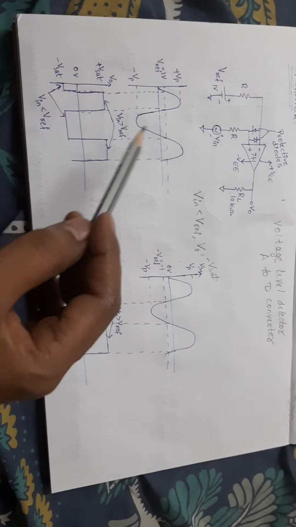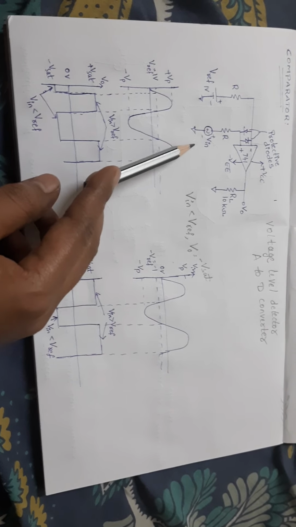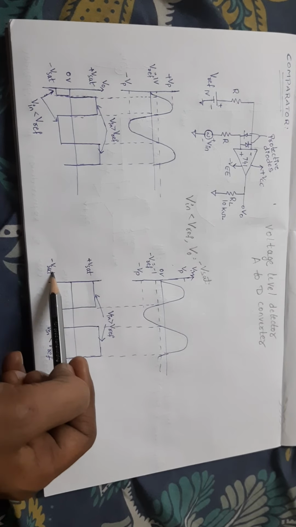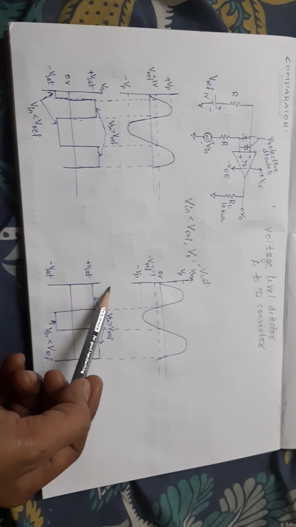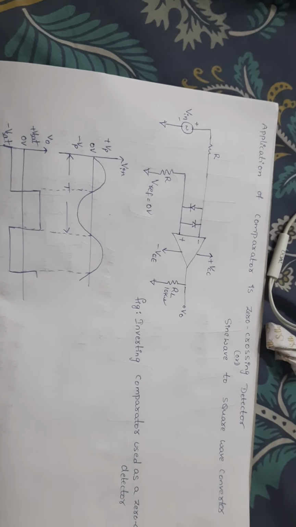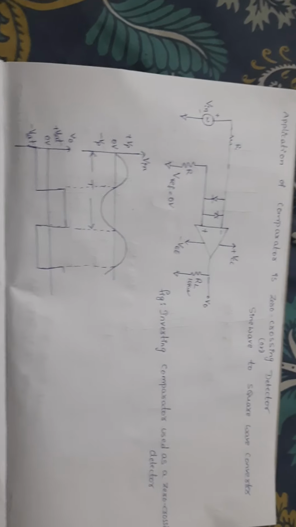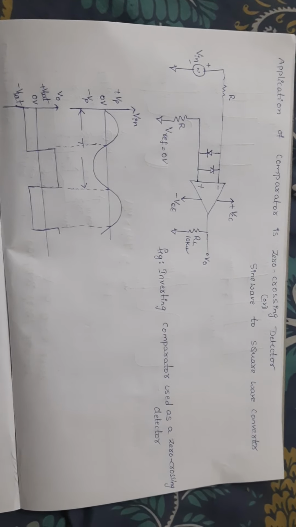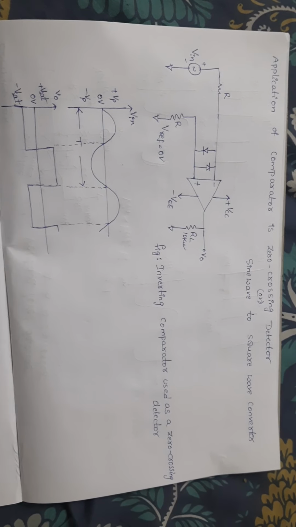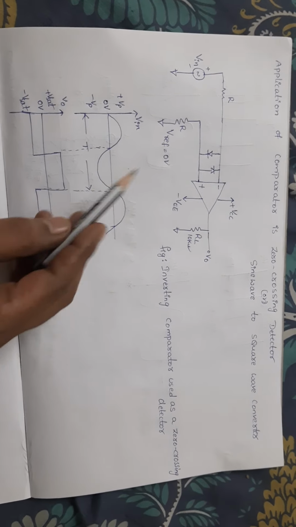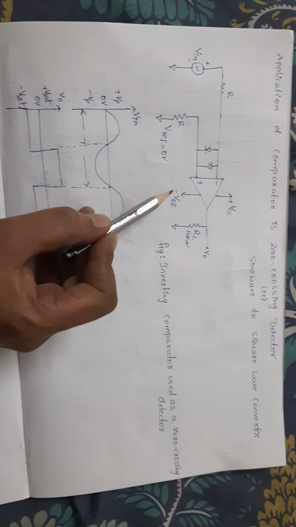That's why we say that we are giving an analog voltage and it shows a digital output. That's why it is called an analog to digital converter. One of the applications of this comparator is the zero crossing detector. The other name for the zero crossing detector is sine wave to square wave converter. Here I am showing the zero crossing detector circuit.